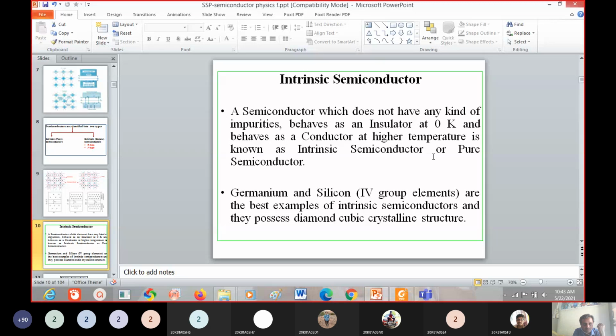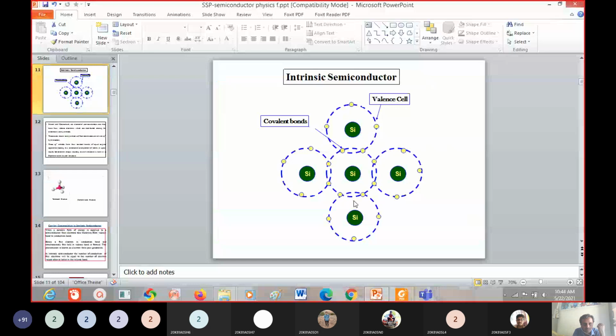Germanium and silicon are fourth group elements, and they are the best examples of intrinsic semiconductors. Silicon has four valence electrons. Those four valence electrons bond with the surrounding silicon atoms, so every silicon atom is bonded with surrounding silicon atoms.